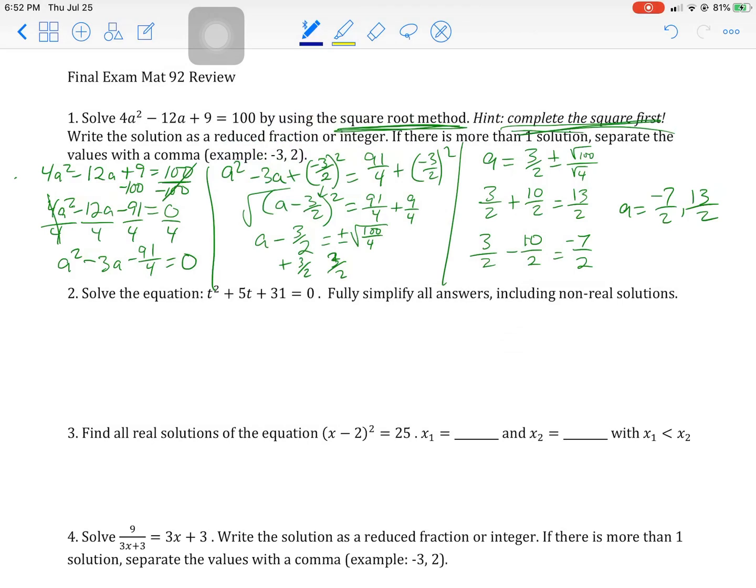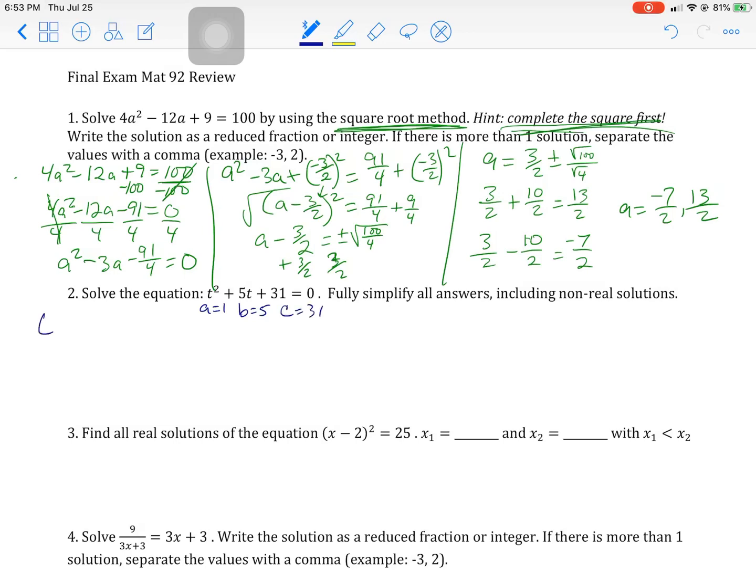Number 2, got a quadratic also, and it just says solve. So let's think through the methods here. I always check if my quadratics will factor first, especially if there's no numerical coefficient. That would be easy if it would, but 31 is prime, so I'm thinking it's not going to. So I believe I'm going to go right to the quadratic formula. So my A is 1, my B is 5, my C is 31.